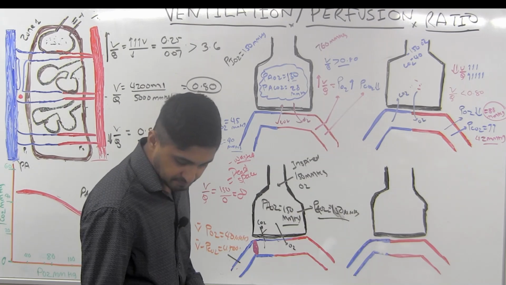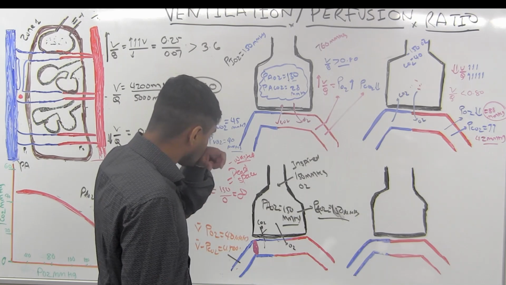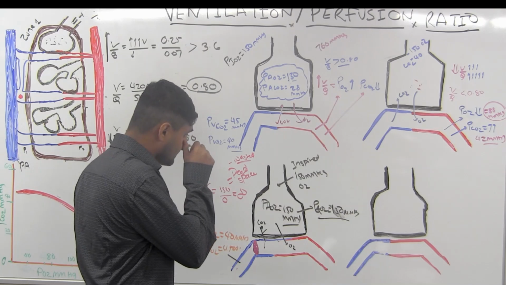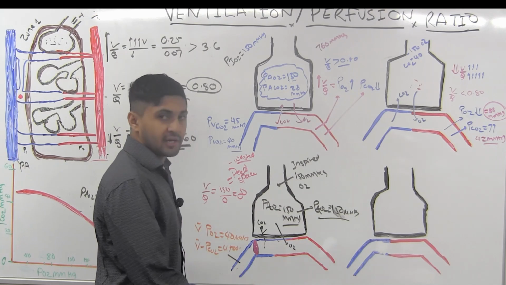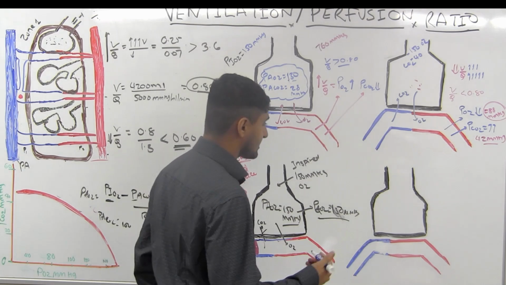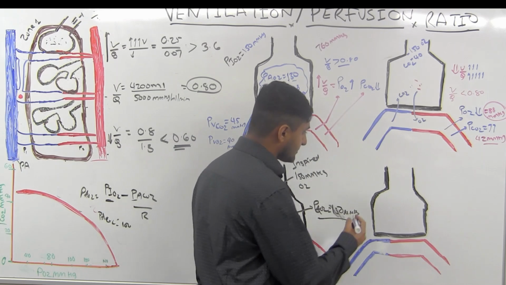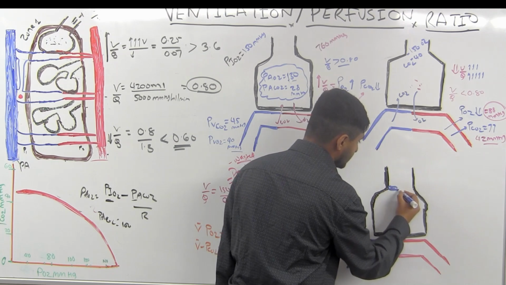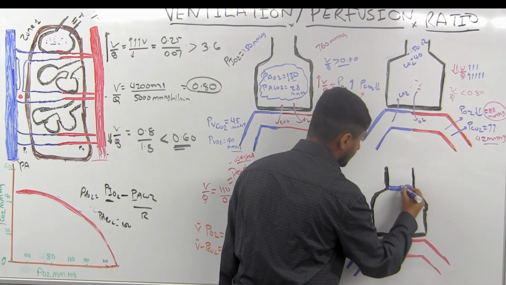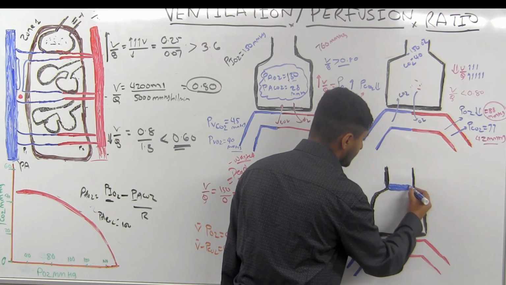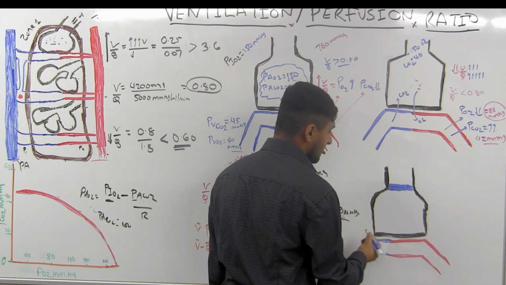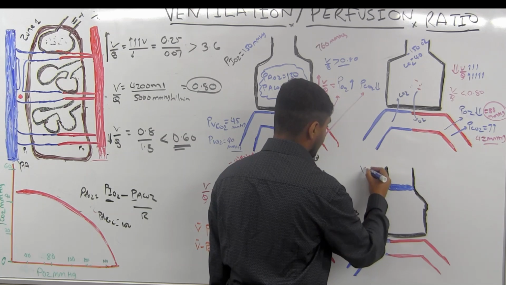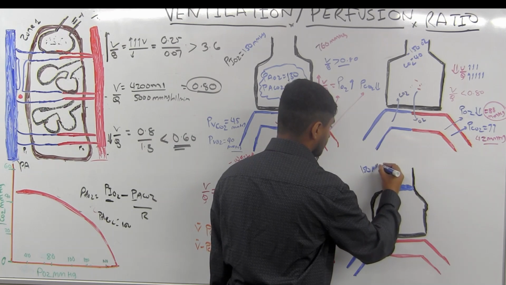Now, let's say somehow we have a collapsed alveoli. Maybe there are other alveoli too, but this part is completely obstructed now. Here, let's make this completely obstructed. If this part is completely obstructed, what is going to happen? What is my inspired air? It's 150 millimeters of mercury, right?